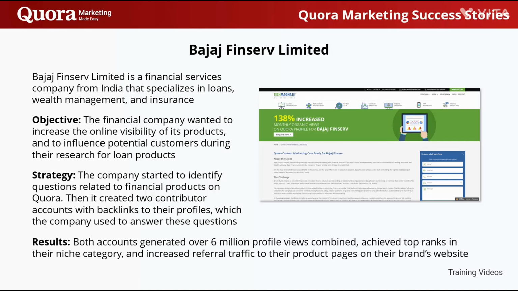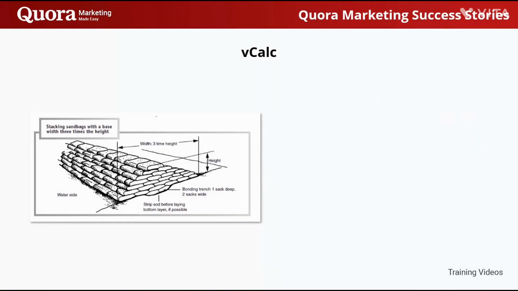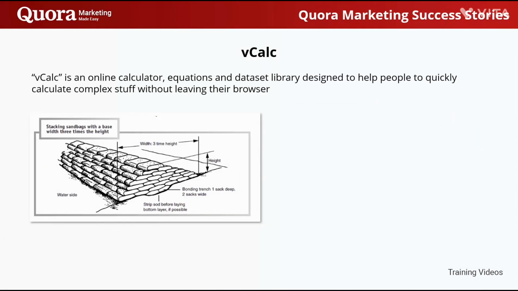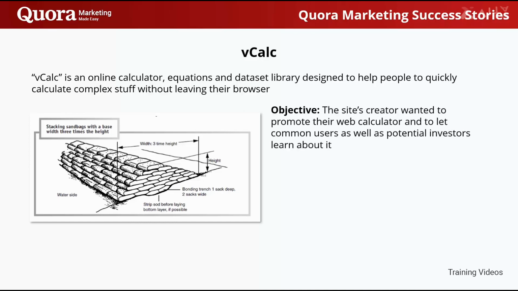Results? Both accounts generated over 6 million profile views combined, achieved top ranks in their niche category, and increased referral traffic to their product pages on their brand's website. VCalc. VCalc is an online calculator, equations, and dataset library designed to help people to quickly calculate complex stuff without leaving their browser.